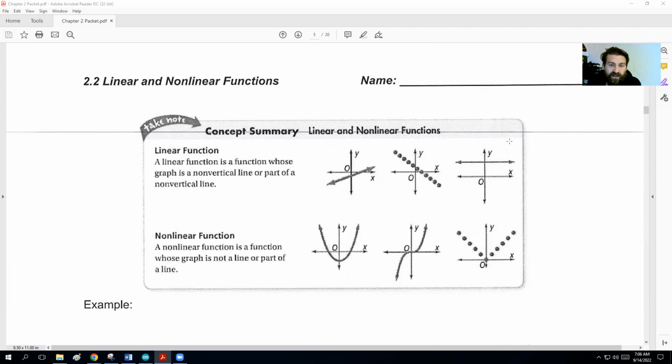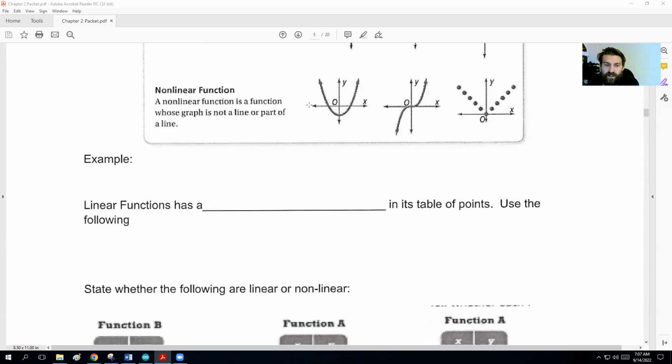And then on the other side, nonlinear functions are graphs whose line is not, or whose function is not part of a straight line. So anything that has a curve in it or a bend to it. So you can see here, we got a nice parabola that's nonlinear, or a cubic function here, once again, nonlinear. Now, even though this next one, which would be like an absolute value function, is made up of two straight lines, it's not one straight line. And so that would be a nonlinear function.